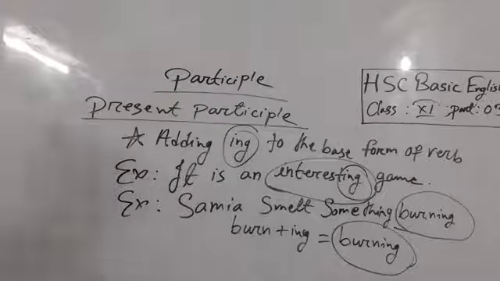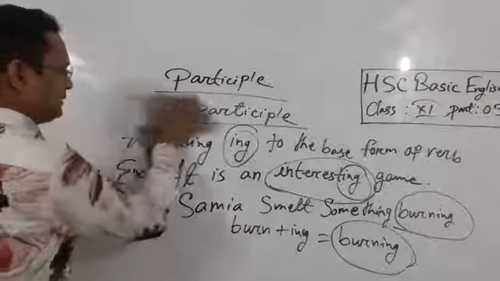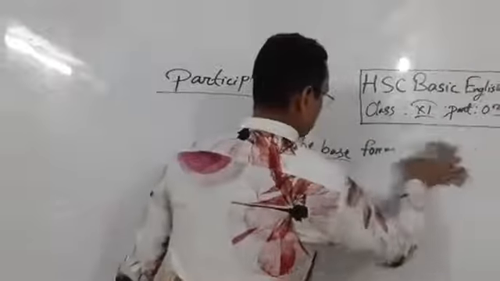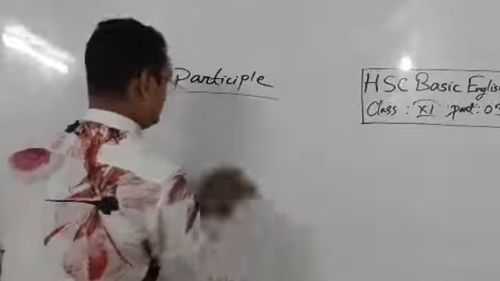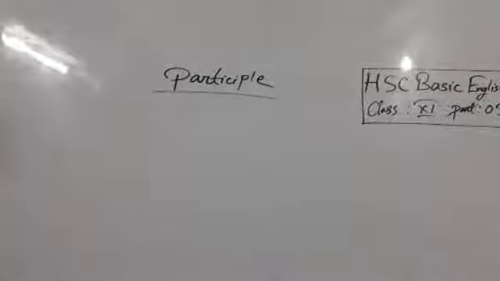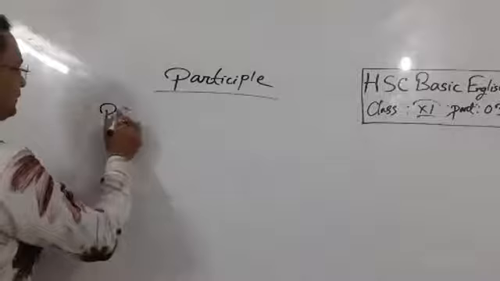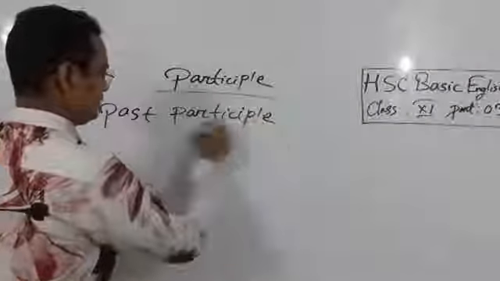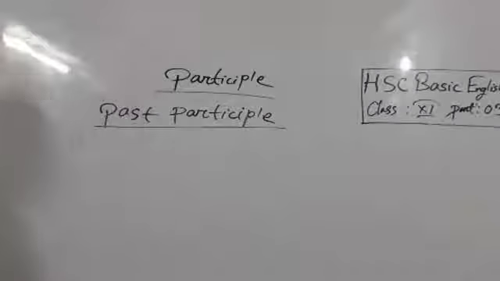So I am telling about participle. It's present participle. Let's talk about past participle. Past participle. So what do you mean by past participle? It means past participle form of verb.